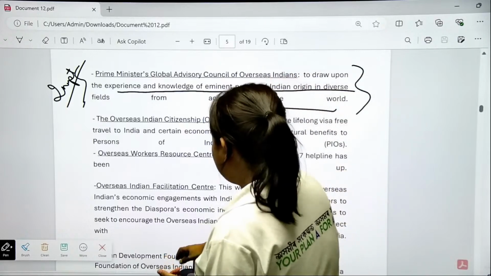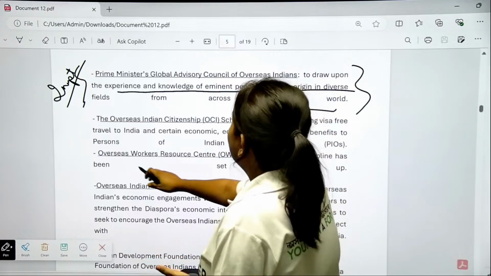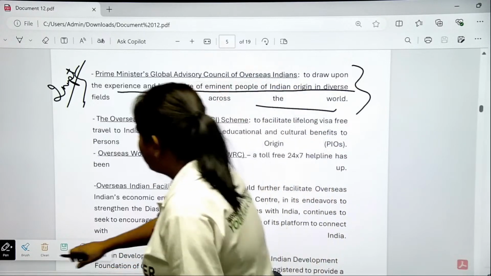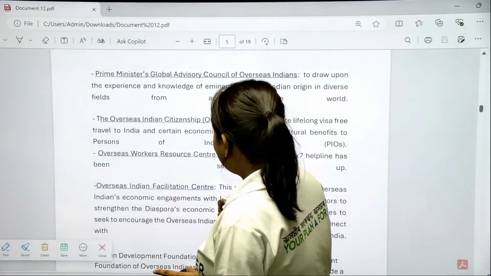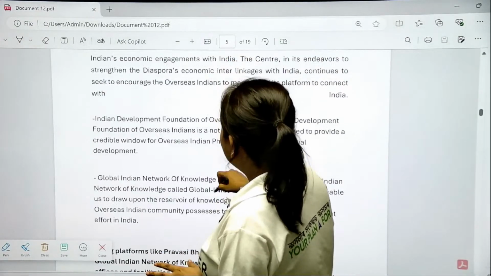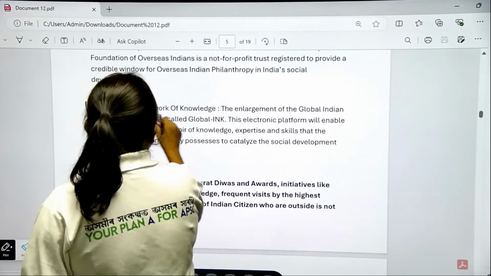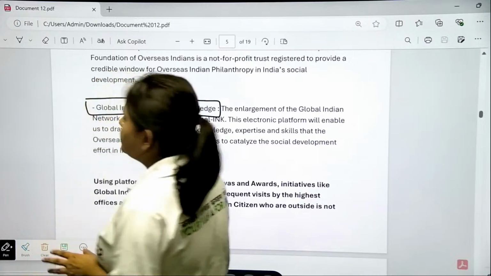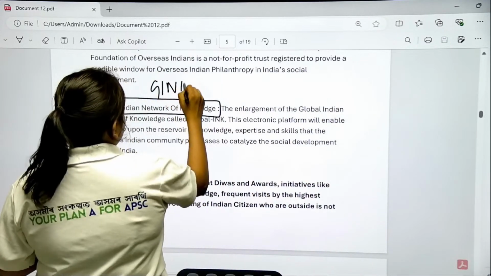There are other schemes too. Our overseas citizen of India citizenship scheme and overseas worker resource are both factual questions. This is not exactly what we are going to see. But there is a very important scheme which we have to keep in mind, that is the Global Indian Network of Knowledge. That is the Global Indian Network of Knowledge.